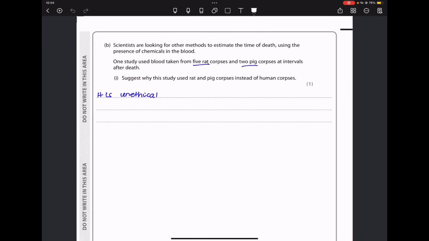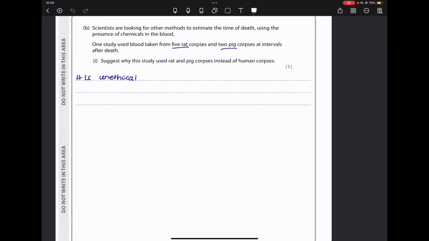In Part B, scientists are looking for other methods to estimate the time of death using the presence of chemicals in the blood. One study used blood taken from 5 rat corpses and 2 pig corpses at intervals after death. So just why did this study use rat and pig corpses instead of human corpses? Of course, it's unethical to use human corpses in this kind of study.